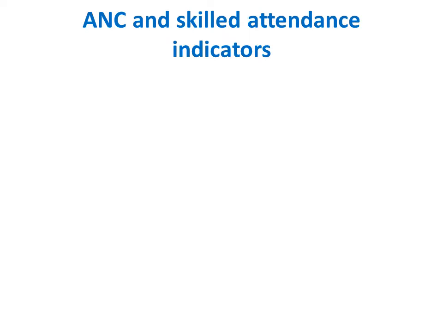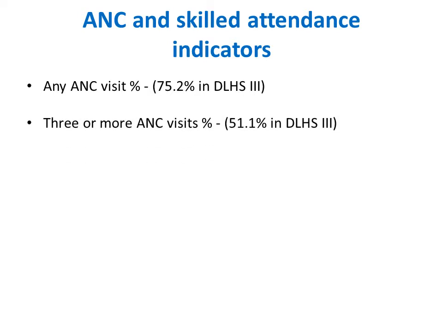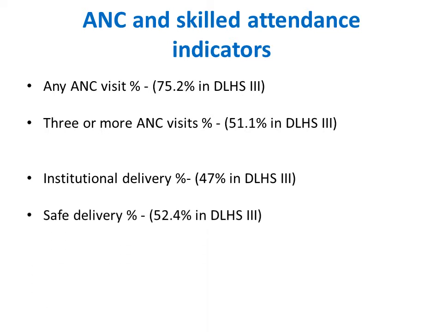Indicators have been developed to assess the level of antenatal care and skilled attendance at birth. These are percentage of women who make any antenatal visit, even one, and that was 75.2% during District Level Health Survey third. Percentage of women who make at least 3 antenatal visits. Percentage of deliveries in the year which were conducted in an institution. Percentage of deliveries which can be classified as safe deliveries.